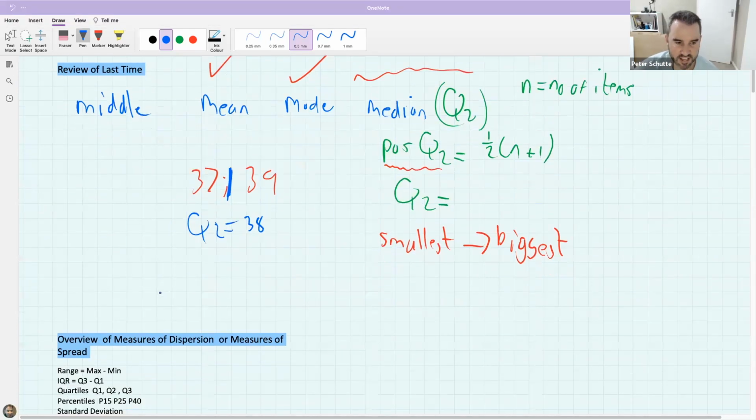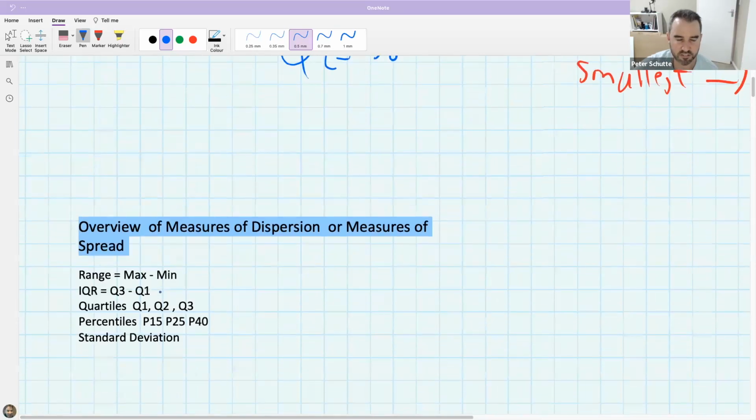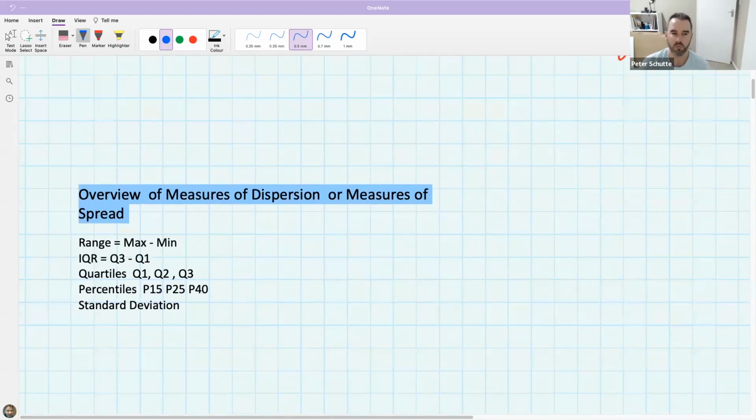So what is today's lesson about? Today's lesson is really about, if we've got a data set, how do we figure out how spread out it is? We're going to talk about the range, which is the simplest measure of dispersion or measure of spread. We're also going to talk about the interquartile range, which is really just measuring where the middle 50% of the data sits in a data set.